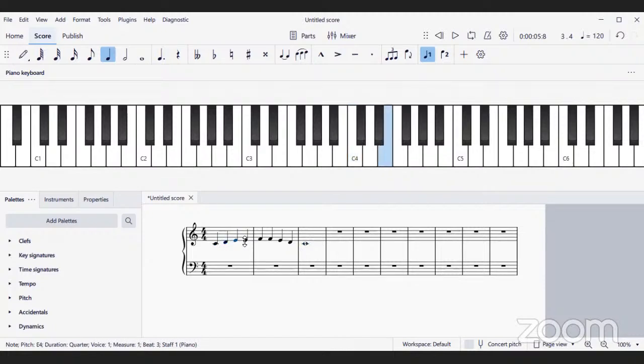You have 1, 1, 1, 1, 1, 2, 3, 4. Let's see if that works. Don't doubt your fingers, like I said. You have to play them. So 1, 2, 3, go.